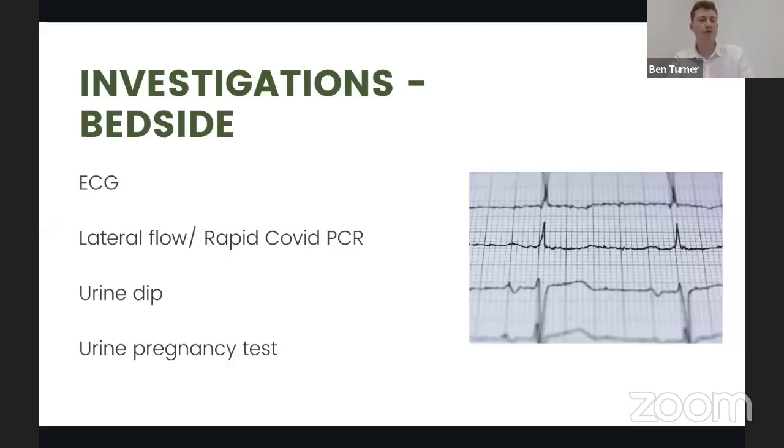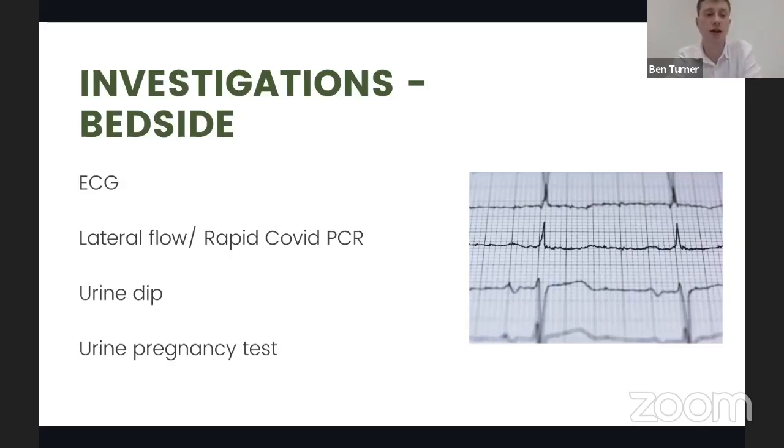So bedside tests. Everyone coming through the door of A&E needs an ECG. You know, if they're tachycardic, they must have an ECG to rule out a medical cause on top of their acute abdomen, because it is seen and it does happen. Also, when they come through the door of A&E, they should have a lateral flow done, or a COVID PCR, a rapid COVID PCR equivalent. In the present day and age, COVID has been associated with such poor surgical outcomes, even for minor surgery. It's critically important that we know the COVID status of the patient.